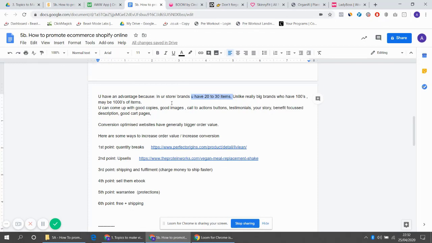You can have better images. You can have videos in your product page. You can have more distinct testimonials. You can have a story. You can have more benefit focused descriptions. Everybody is writing descriptions, but while reading, the description is not written in a way that is selling the product. But in your case, you can do that. You can have better cart pages.